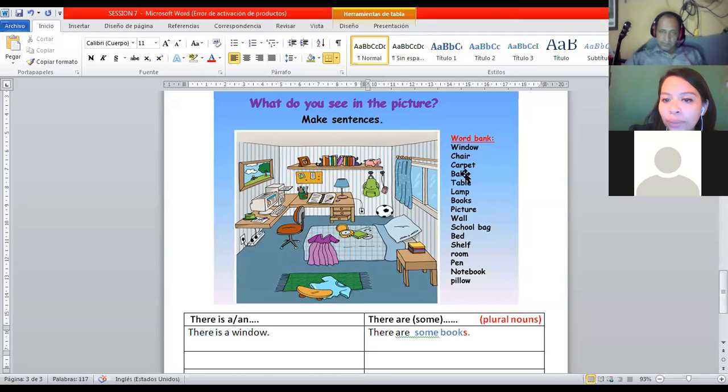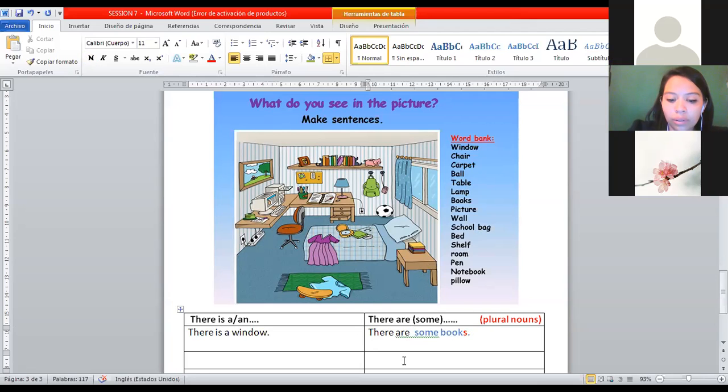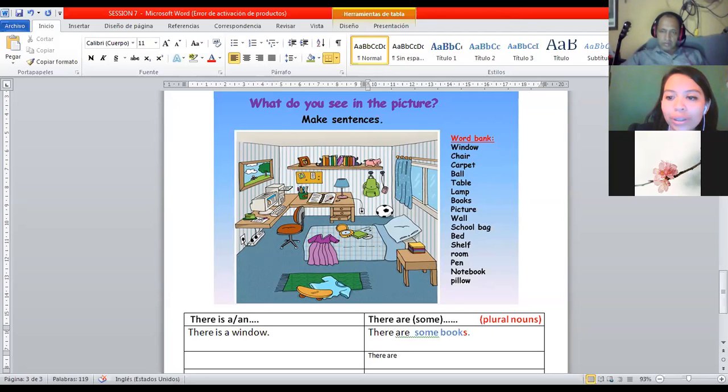So, take a look at this one. Take a look at the picture here. On the right, in this part, tenemos vocabulary. Okay? So, si ya fuimos en la parte 2, ya vimos algunas de estas palabras, all right? So, we can recognize them. Okay? So, let's take a look at them. We have window, for example. All right? So, there is a window. We have books. There are some books. Take a look at table. Guys, how many tables are there? ¿Cuántas mesas hay? How many tables? 2. All right, so there is or there are? There are.